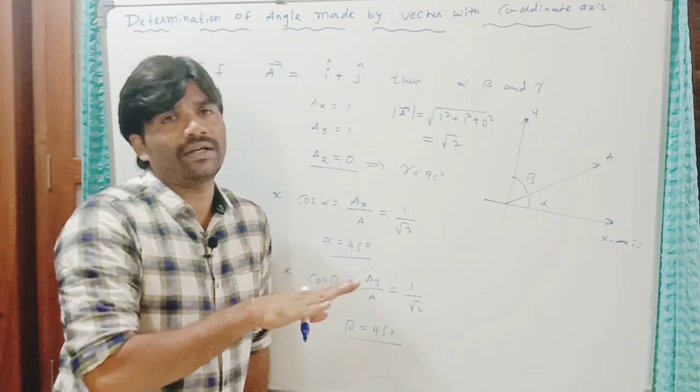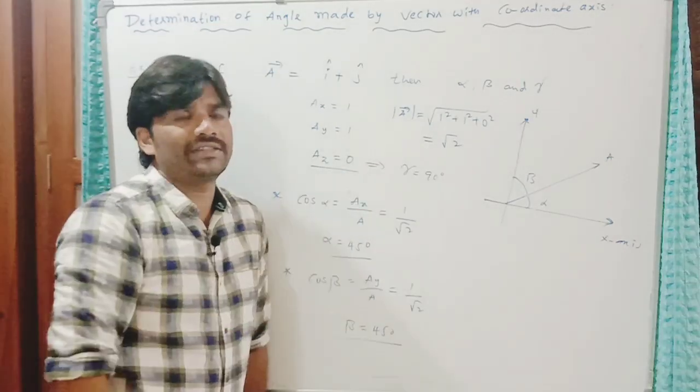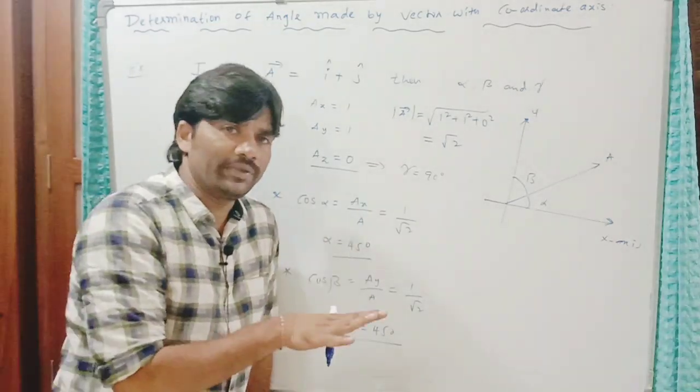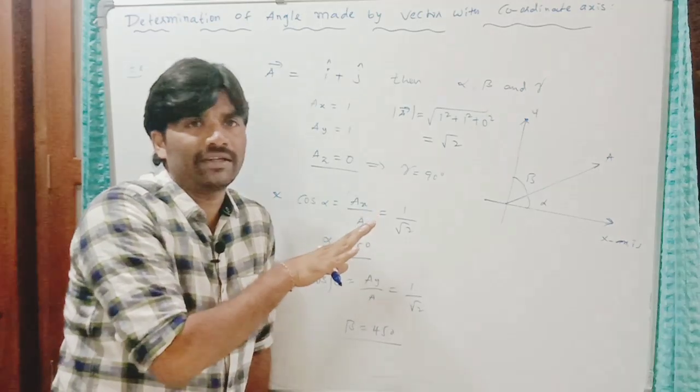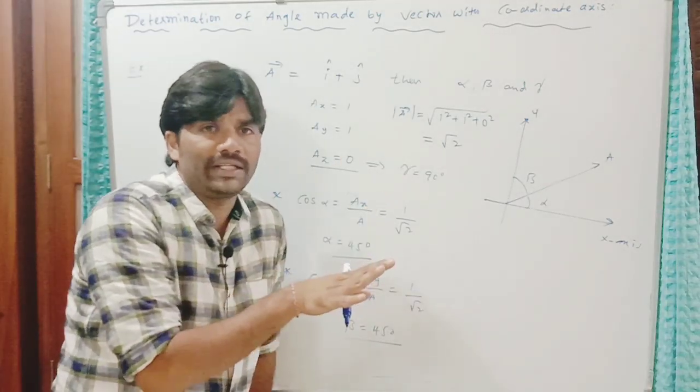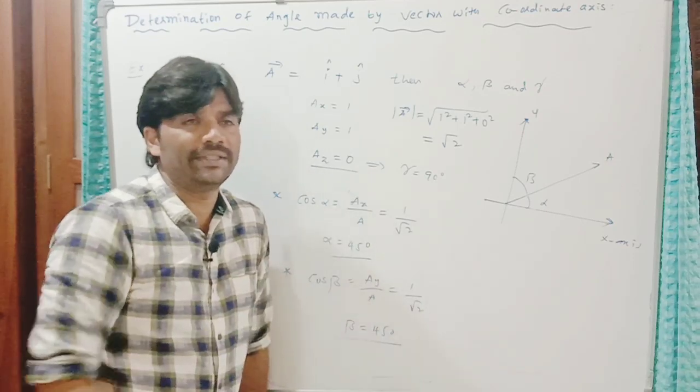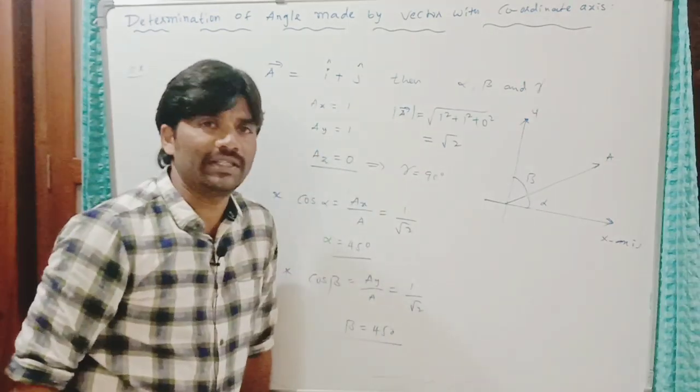So how that vector is oriented in the coordinate system, whether it is closer to the x axis or closer to the y axis, or whether it is perpendicular to the z axis or perpendicular to the y axis. Based on this given equation we can estimate.